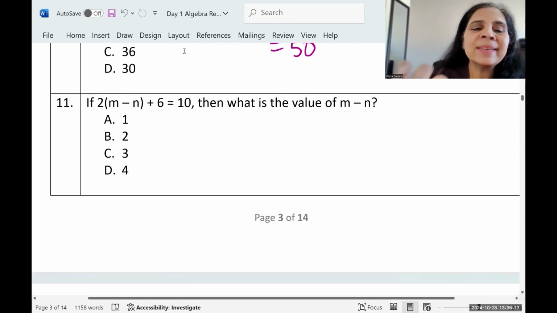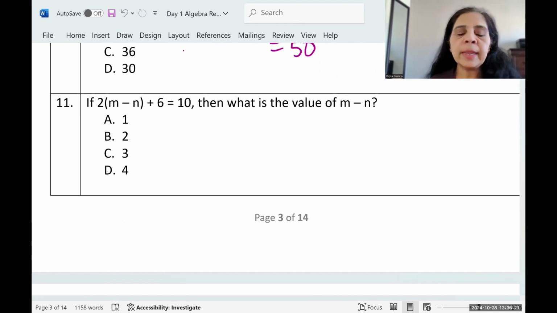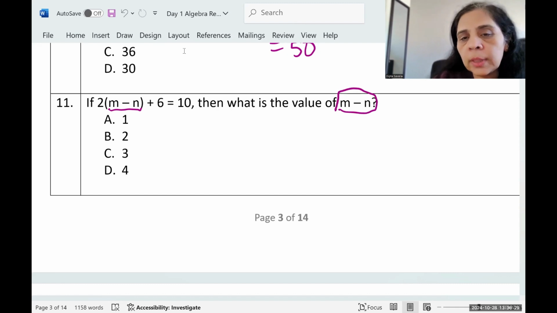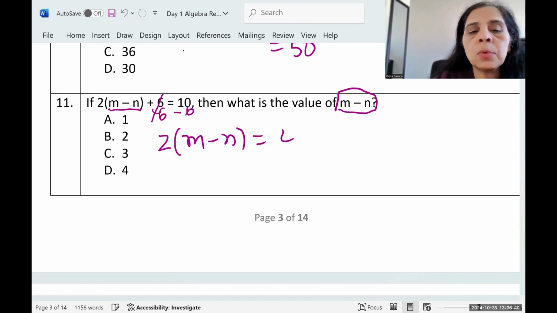Look at this. Number 11, what we have given in the question, compare again. Do we have exactly the same thing? Look at this. This piece, m minus n, we are looking for that part. In all the others, we have just numbers. So you just subtract 6 on both sides, right? So now what you have left over is 2 times m minus n equals 4, divided by 2. So that's your answer, m minus n equals 2. That's what we are looking for.